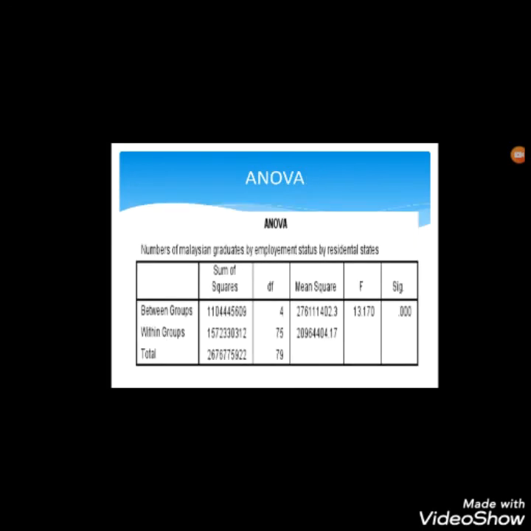Okay, next I am going to explain about the ANOVA. In this assignment, we use the decision rule using the p-value as the method to identify whether the null hypothesis would be rejected or we fail to reject. The significance level or alpha is set as 0.05 in this ANOVA analysis. We will reject the null hypothesis if the significance or p is less than 0.05. For the number of Malaysian graduates by employment status, the significance value is 0.000. Therefore, we reject the null hypothesis as the significance value is less than 0.05.